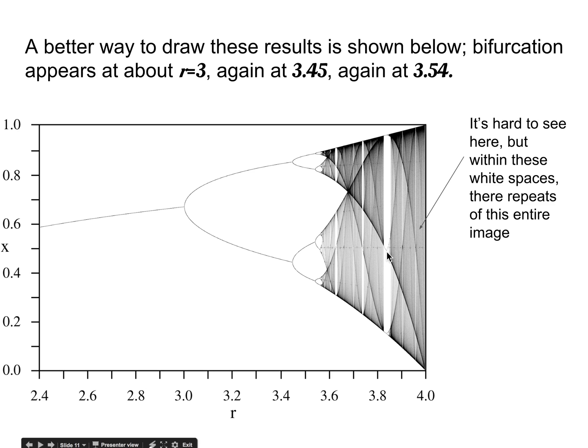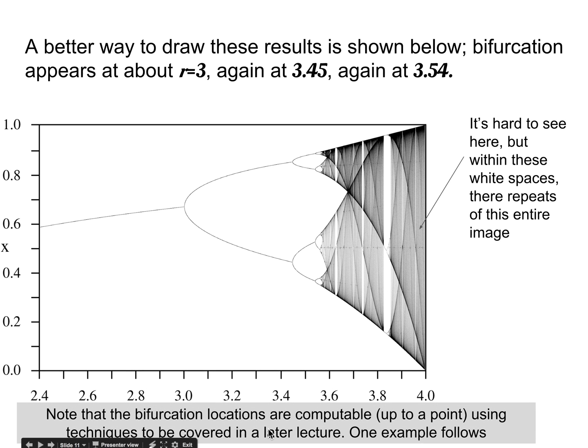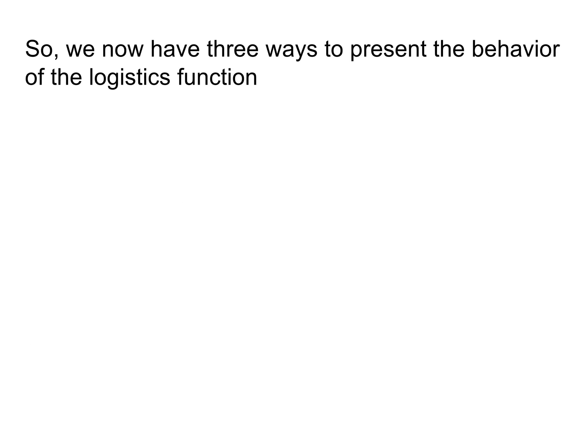In the white spaces, the clue is here. In these white spaces, you see this? It looks very much like this. Sort of an echo in here. And no matter how deep you dig into these white spaces, you will see echoes of this. It's one of the odd things about the logistics function and its family of related functions. So the locations where bifurcations occur, here and here and here, are computable. There's some complexity in doing it, but I'm going to show you one example.